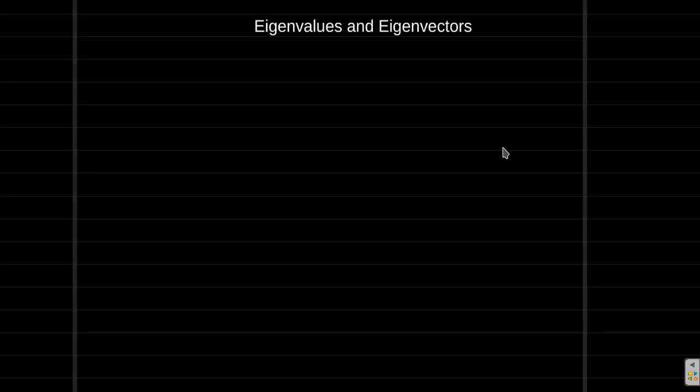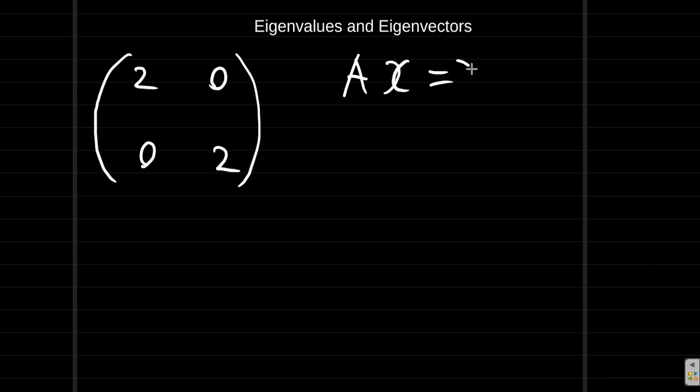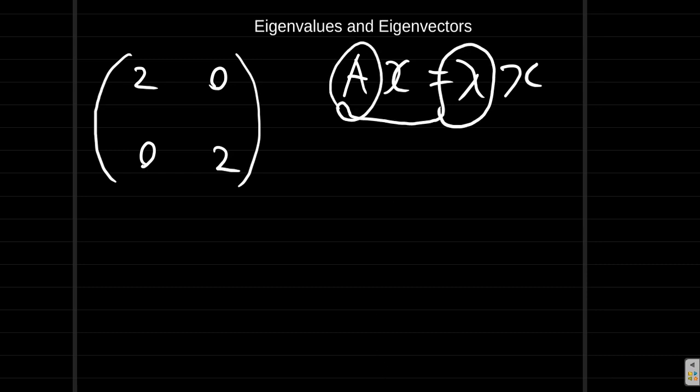Now, we want to find the eigenvalues and the eigenvectors of 2, 0, 0, 2. Let's try this one. As usual, the matrix times this eigenvector is equal to the eigenvalue times the eigenvector. So you replace the matrix with its eigenvalue, and it does the same thing.